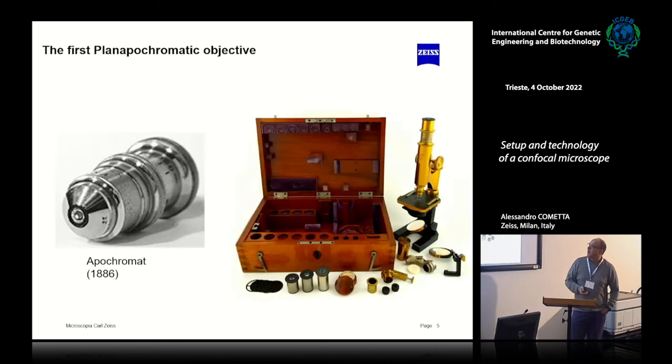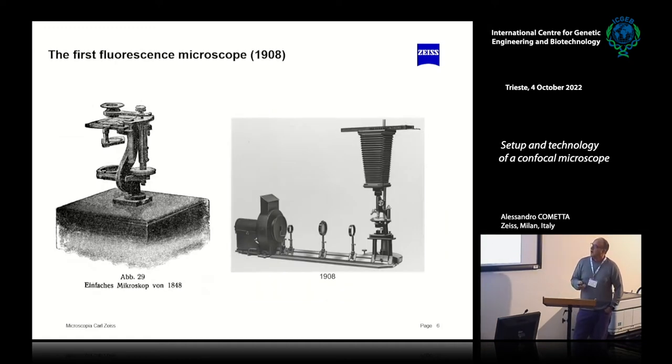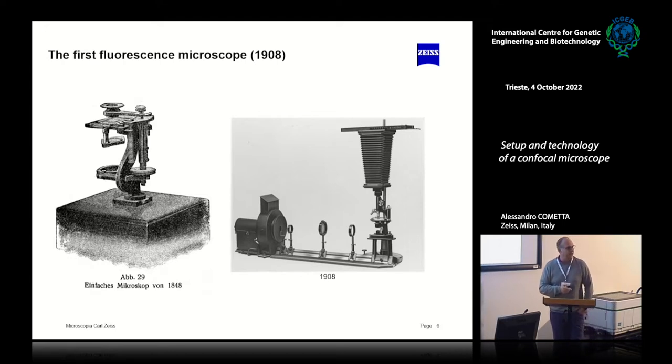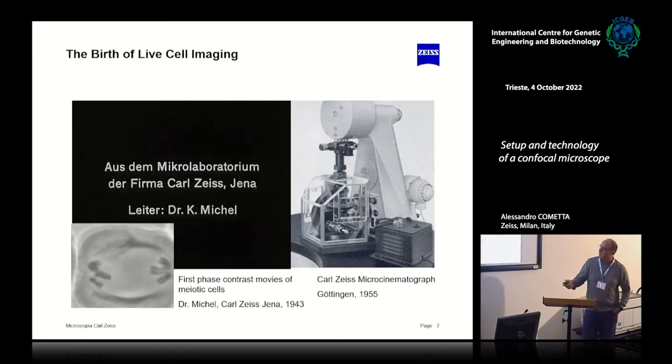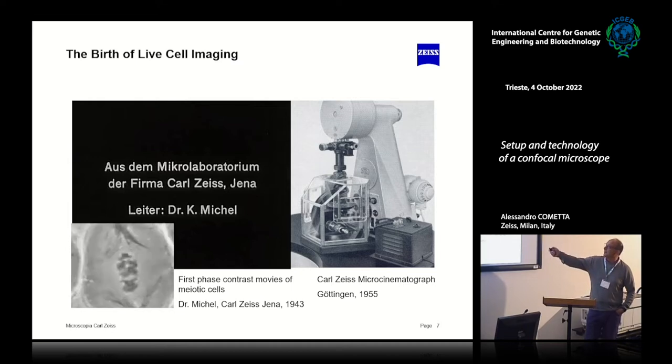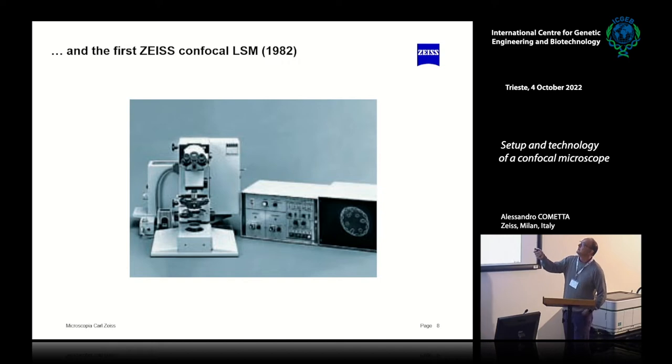After some years, we were able to produce the first apochromatic objective, a complete correction from blue to green, yellow, and red. The first fluorescence microscope, even if at the time we didn't know what fluorescence was, just an annoying side effect of the observation. And again, here is the microscope, this is the camera, and this is the illuminator, the source of UV. The first phase contrast movie. And again, the funny thing is that this is the camera, the incubator, and the microscope. And of course, a lot of years after, the first Italian confocal.